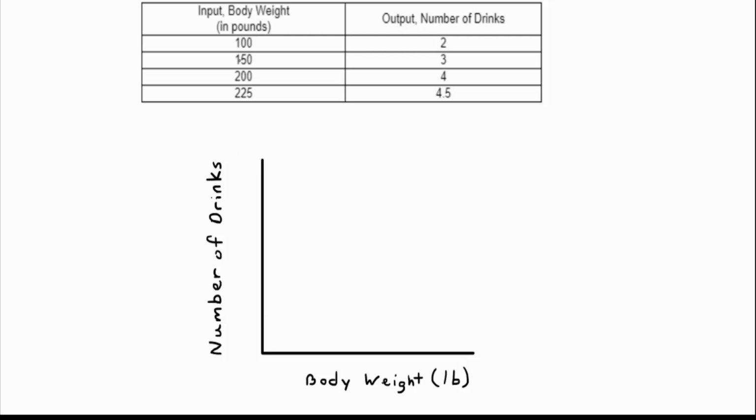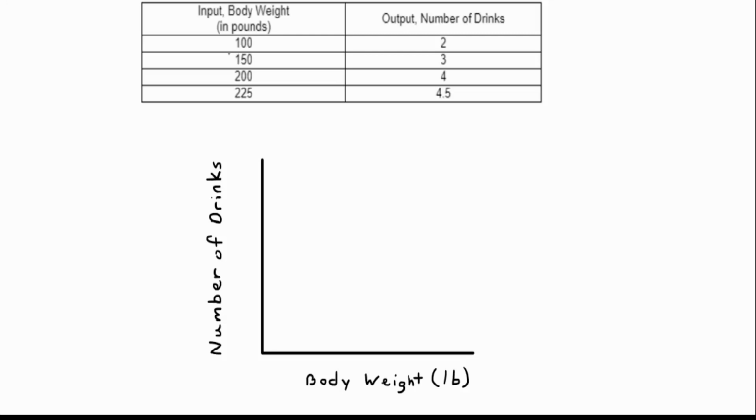and I'm only going to need a first quadrant because both coordinates are positive, and I'm going to label the input axis, the horizontal axis, I'm going to label that body weight, and then I should put the units down. And then the vertical axis, I'm going to label that number of drinks. And that's short for number of drinks it takes to be legally intoxicated, but I didn't want to write all of that down. So basically, I'm going to plot the points in this table.